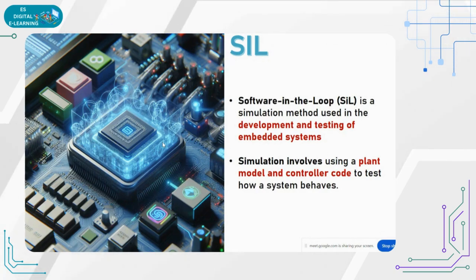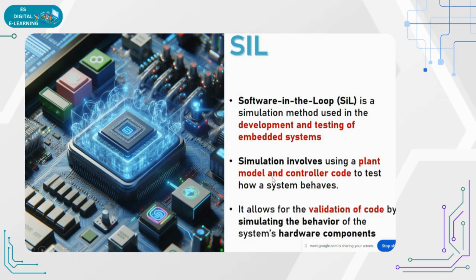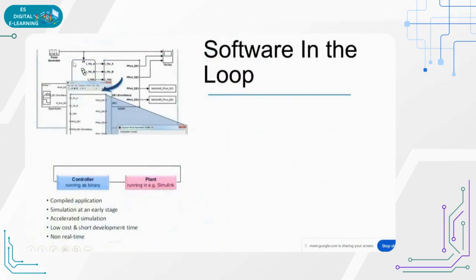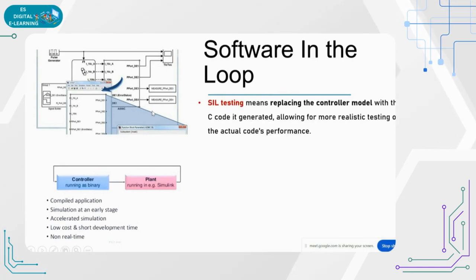Okay, so now coming to software in loop. It is a simulation method used in the development and testing of embedded systems. Mostly it is controlled by the simulation way. So we are checking the complete code, meaning whatever we are doing in the model will be coming at the code level, like .c programming, it will be added.